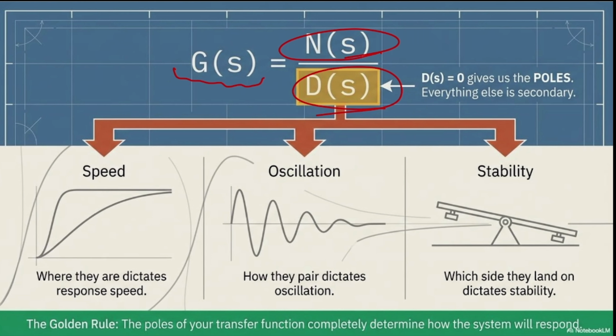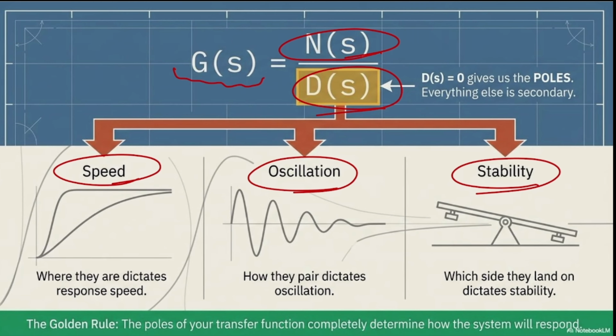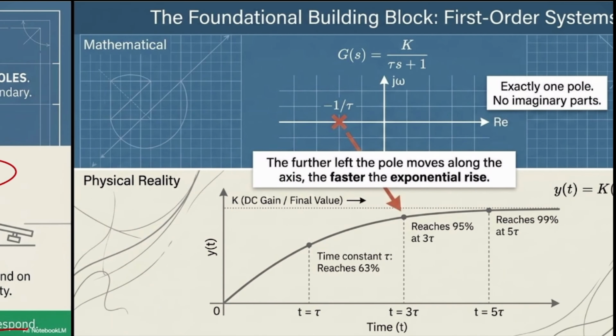So by knowing the poles and their places, we can understand how a system would react based on the input itself. For instance, we can understand its speed, its oscillation, and its stability. The golden rule here is that the poles of your transfer function completely determine how the system will respond. By studying those poles, we can understand what's going on with the system itself.